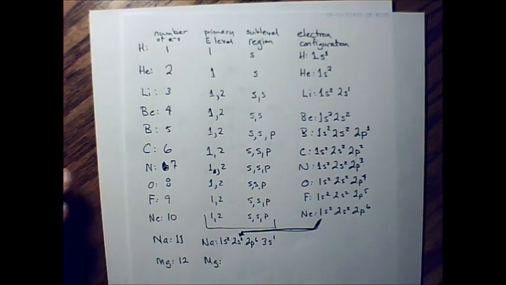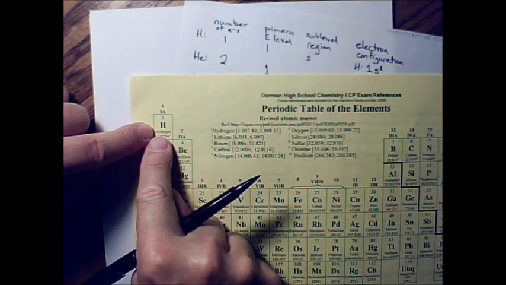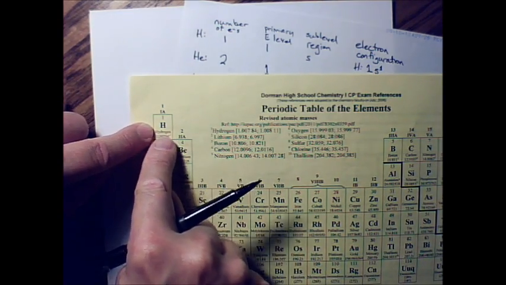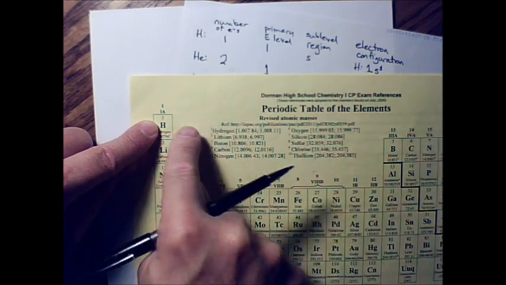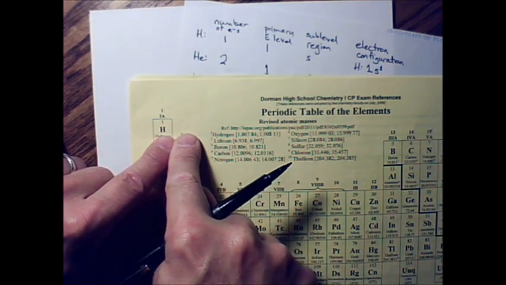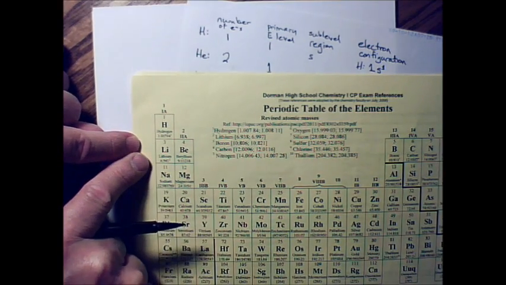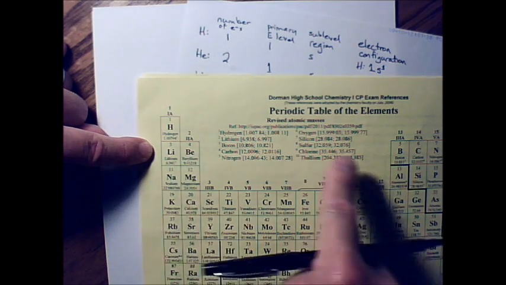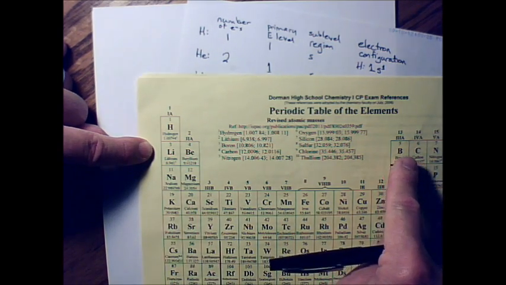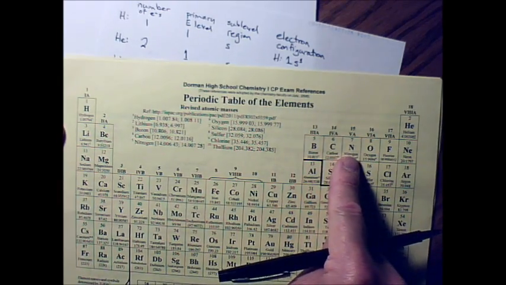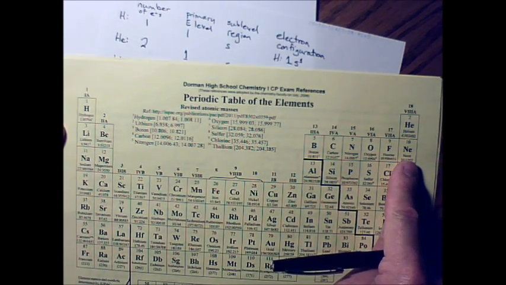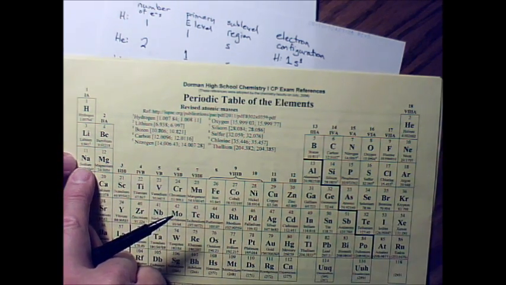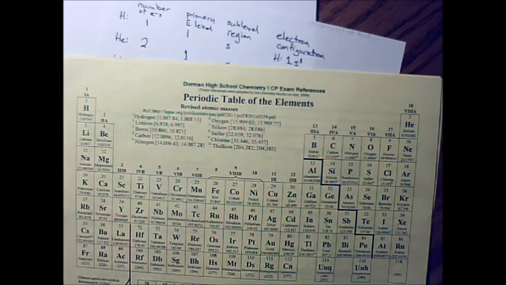I'll show you. All right. 1s sublevel region, 1s1, 1 electron for hydrogen. Helium's over here, 1s2. We're still in the s sublevel region. Next row is 2. 2s1, 2s2. Then we're going over to p. All right? 2p1, 2p2, 2p3, 2p4, 2p5, 2p6. And then 3s1 and 3s2.